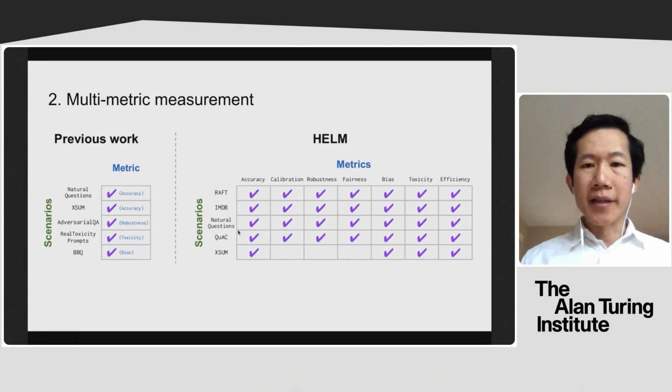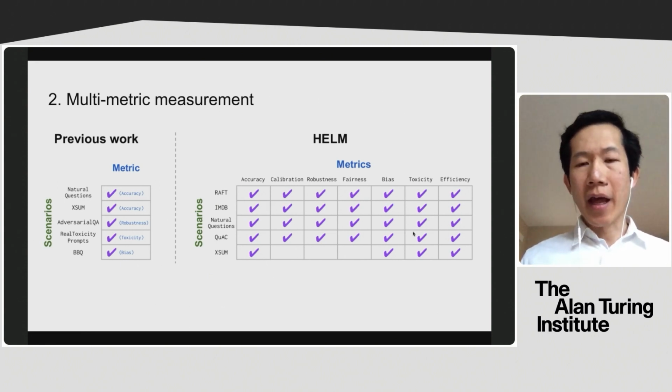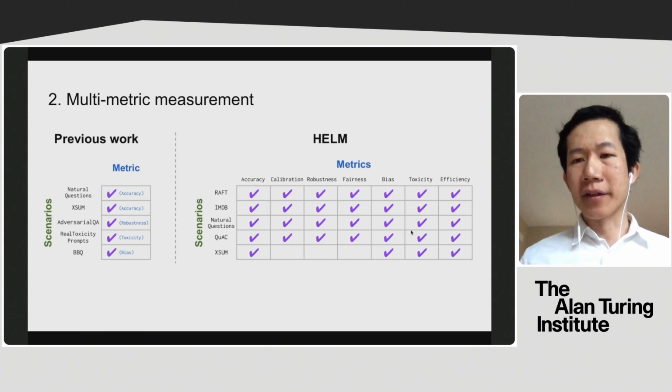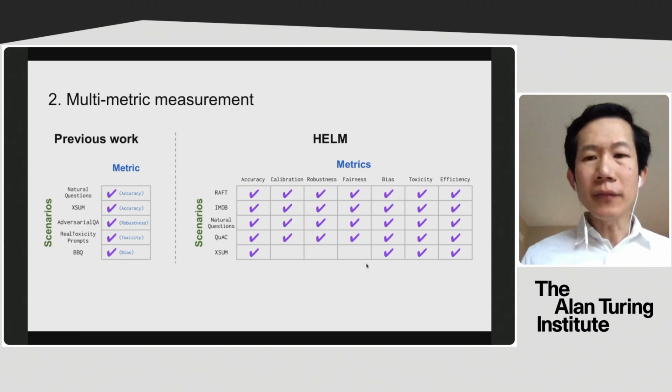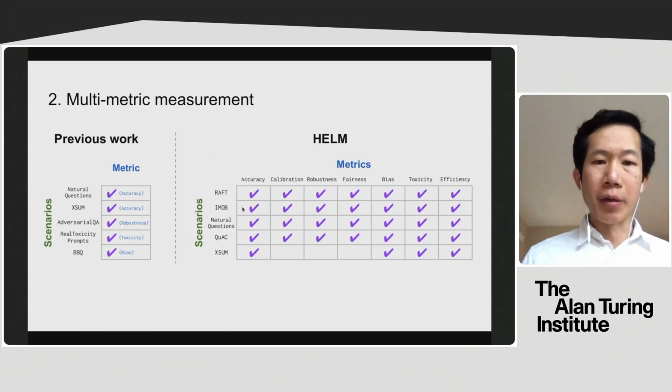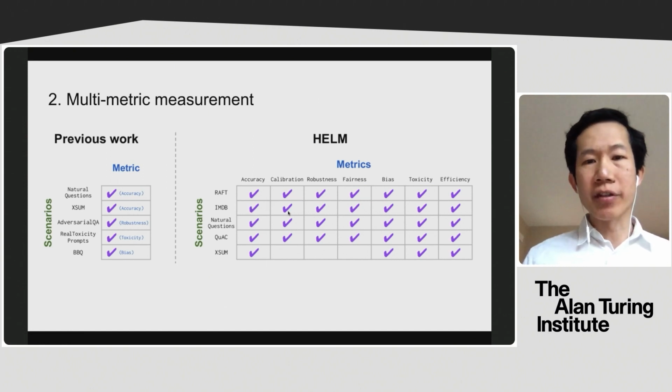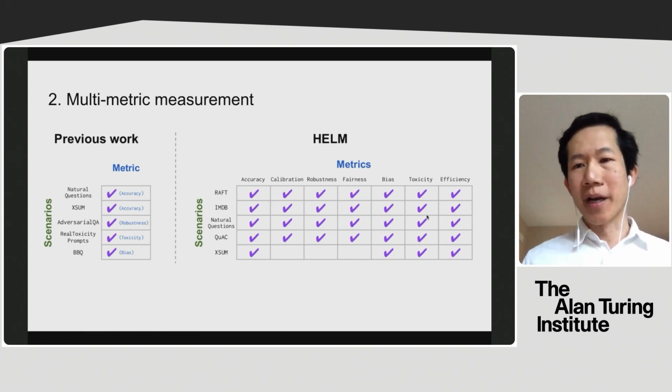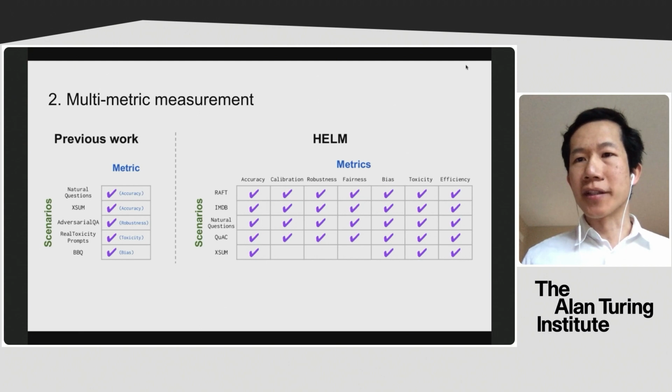So what HELM does is you can think about it as a matrix where rows are the scenarios of interest and the columns are the metrics. What we try to do is basically fill out this matrix. So for every scenario, we're committed to measuring not just accuracy, but calibration, robustness, fairness, bias, toxicity, and efficiency.